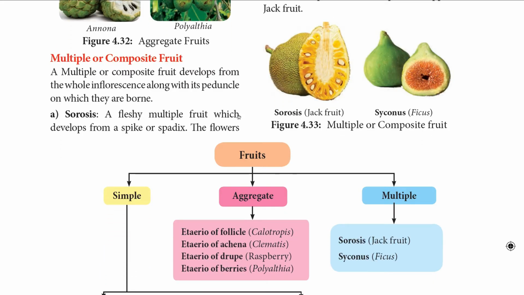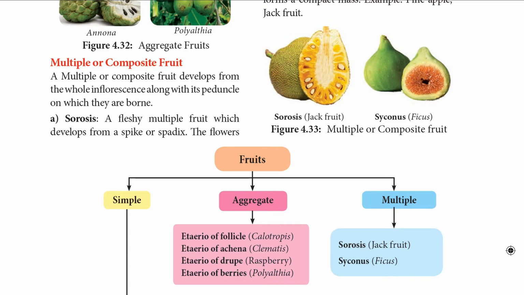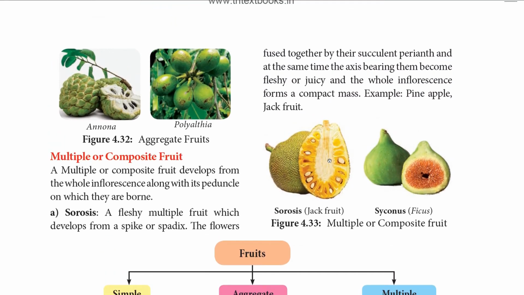Then the last type of fruit is called multiple fruit. Multiple fruit is again classified into sorosis, jackfruit, and syconus. Example, Ficus, that is nothing but the Athipalam. Now first one, sorosis. In sorosis, fleshy multiple fruit will develop from a spike or spadix inflorescence. All the flowers will be fused by the succulent perianth, and at the same time the axis which bears them becomes fleshy and juicy. The whole inflorescence will become a compact mass of fruit. Example, jackfruit and pineapple also. Here the edible portion is the perianth. Succulent perianth is the edible portion in this jackfruit.